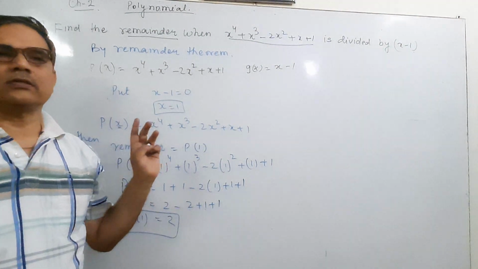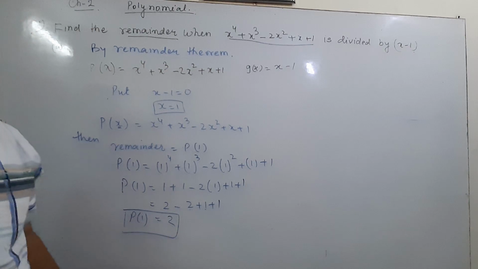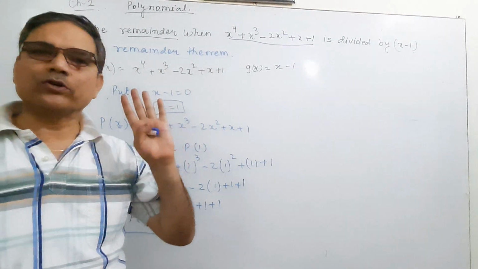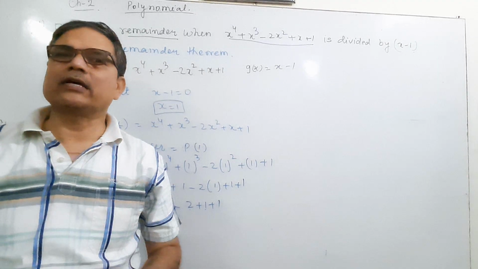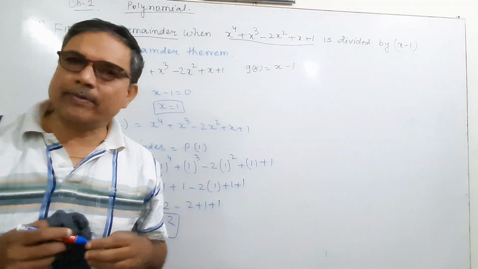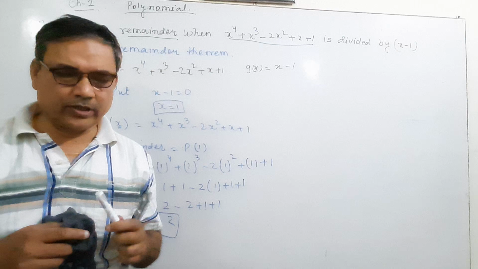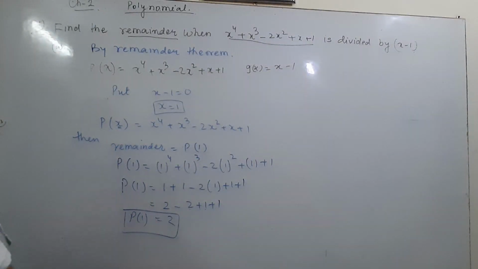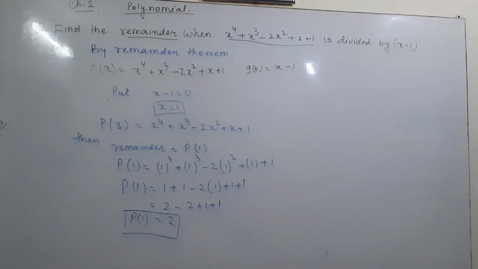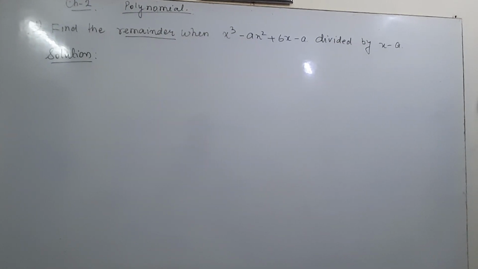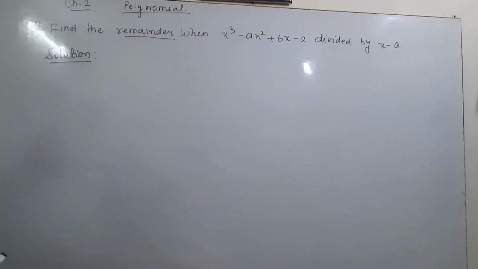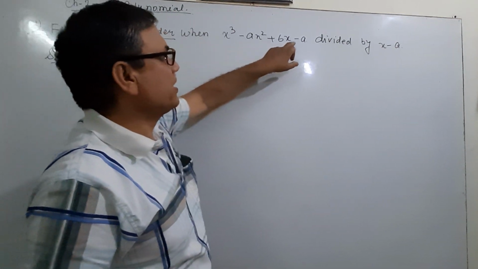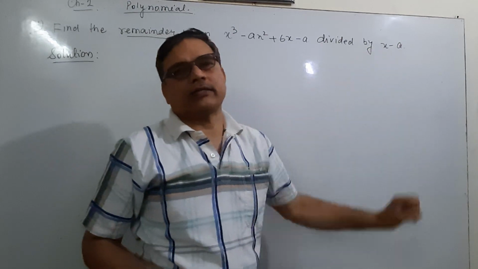And this is the way to find the remainder by the remainder theorem. If the question, again I am repeating, asks to find the remainder, then you have to find the remainder by the remainder theorem. Is it clear? And now one more question to check. Find the remainder when x cube minus ax square plus 6x minus a is divided by x minus a.